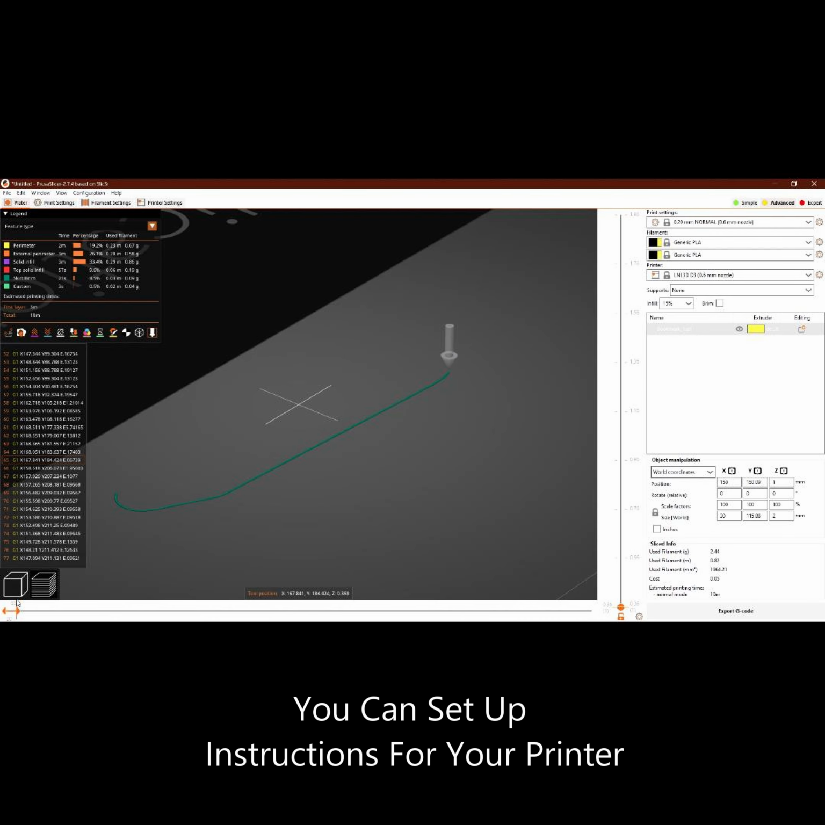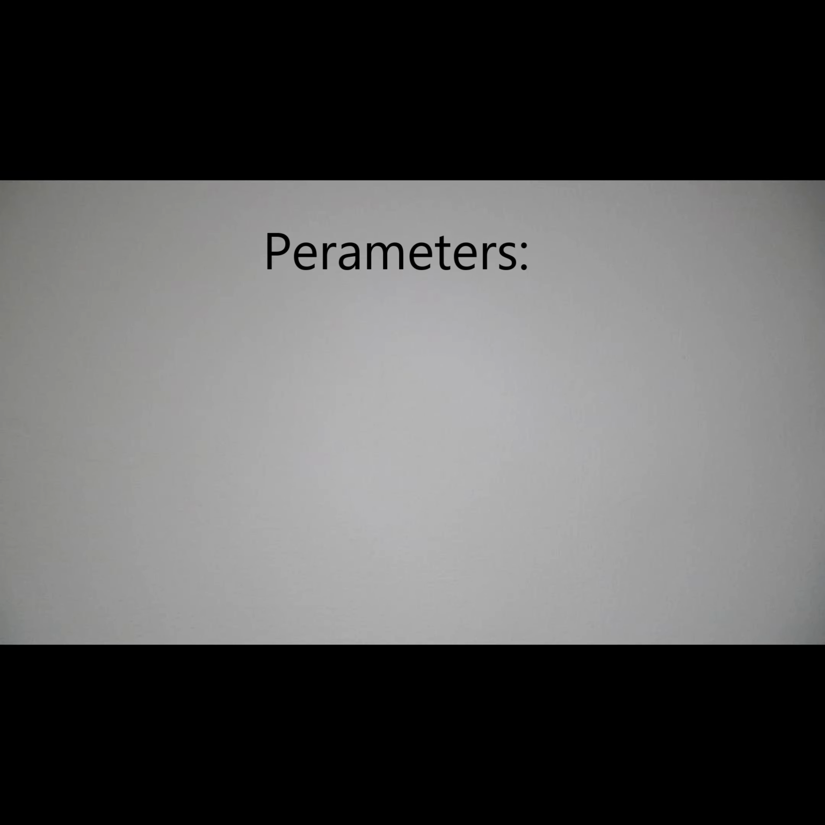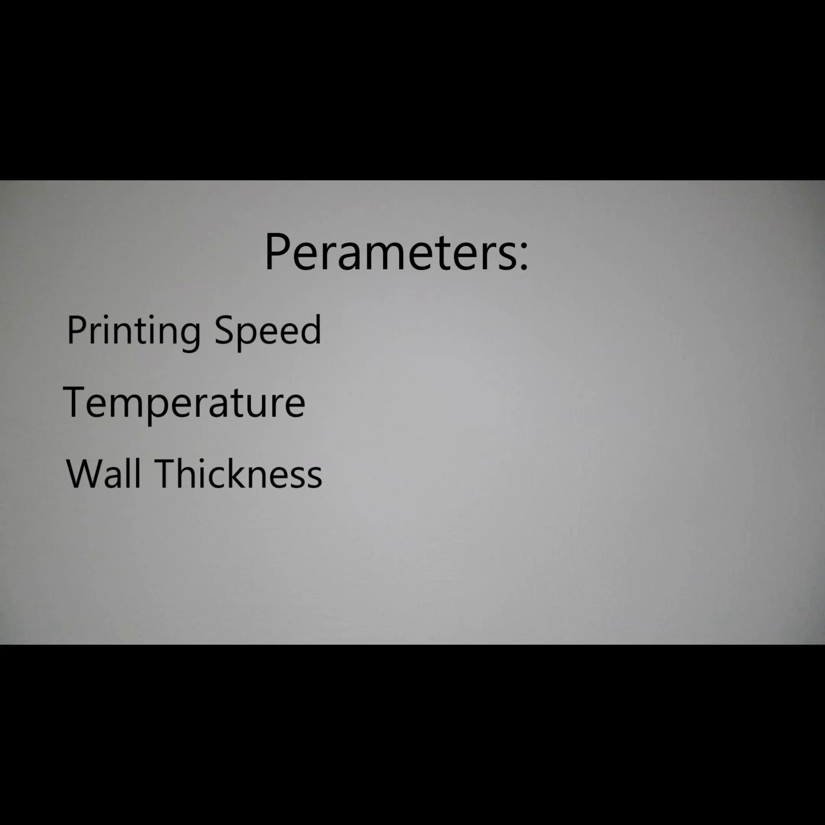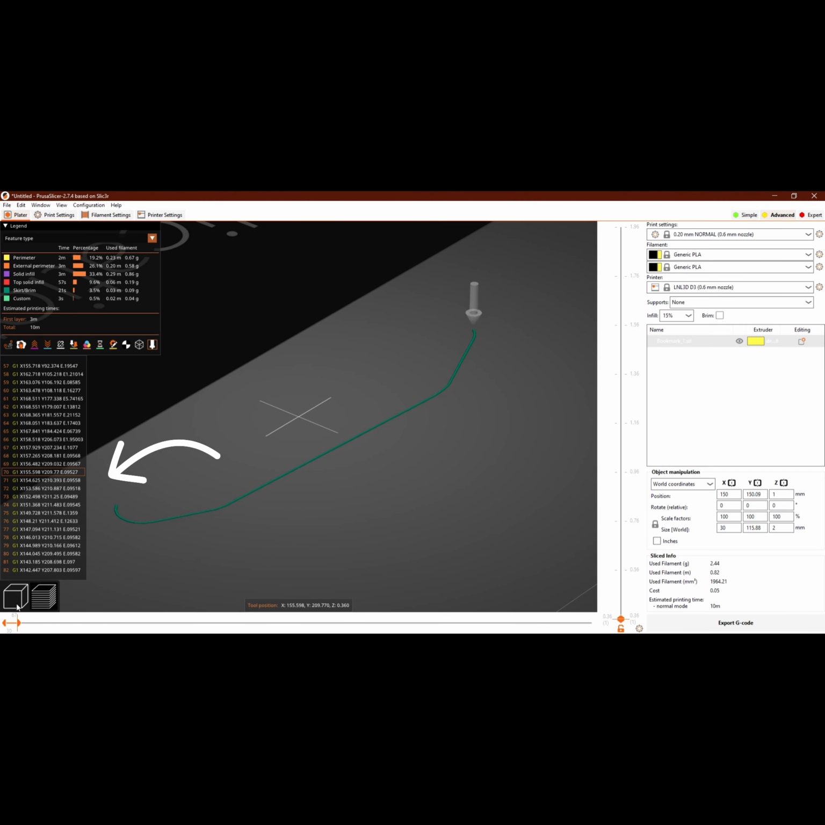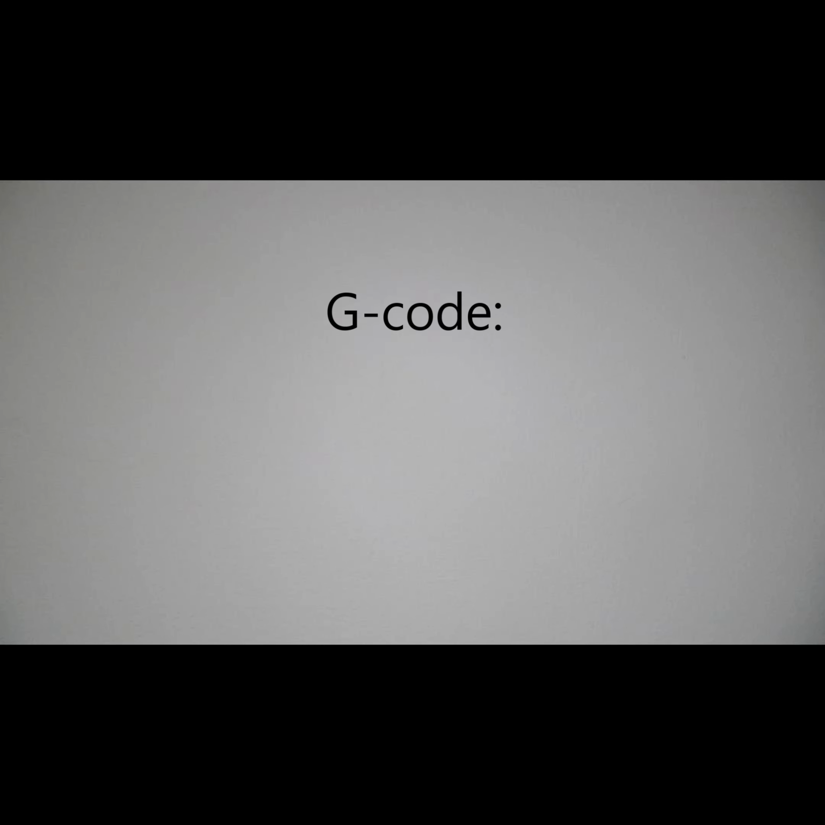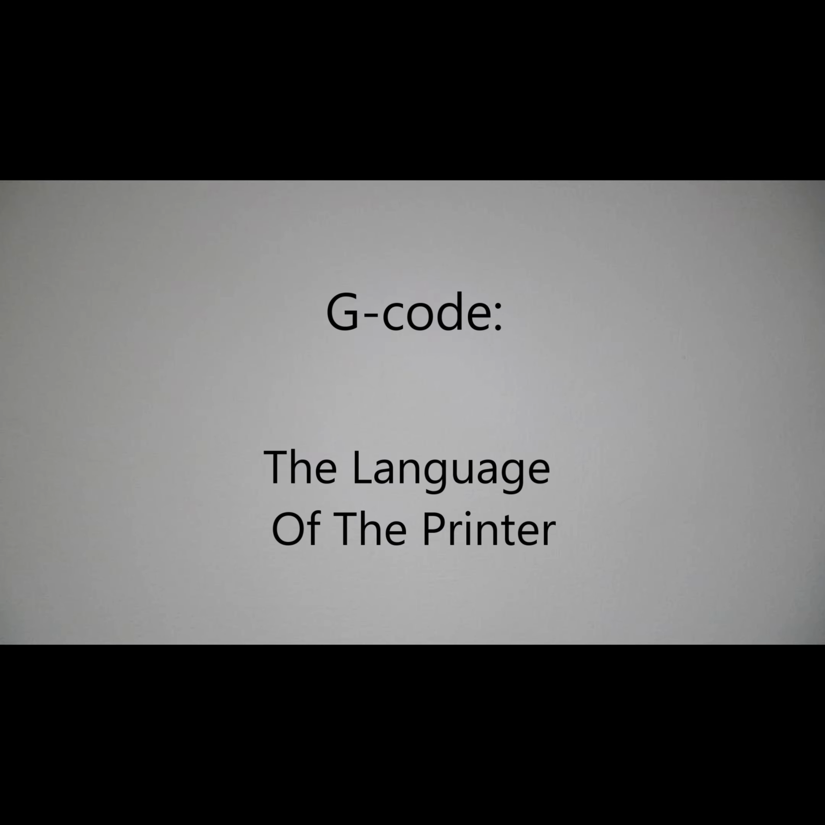Once you have a model finished or downloaded, it still needs to be prepared using a special kind of software that translates the model into a set of instructions for the printer. These instructions include parameters such as printing speed, temperature, wall thickness, infill percentage, layer height, and many others. The end result is a long list of instructions that the printer will follow to build your model. This instructions file is called a G-code, basically the language of the printer.